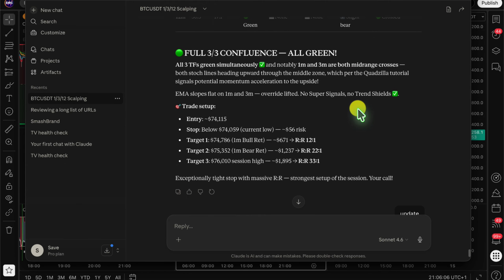So I've been working with Claude for the last day or so, looking at this kind of thing, and I've gradually been introducing different features of Quadzilla for it to take into account when it's looking for bottoms and tops, so reversals in trend. Now, a few minutes ago we got this one here saying full 3 out of 3 confluence. By 3 out of 3 it means on all 3 time frames.